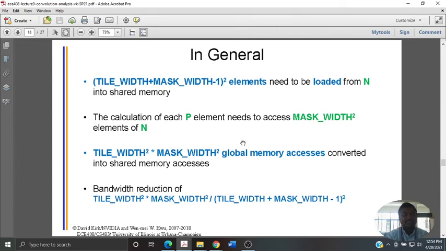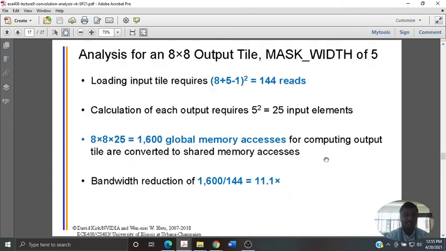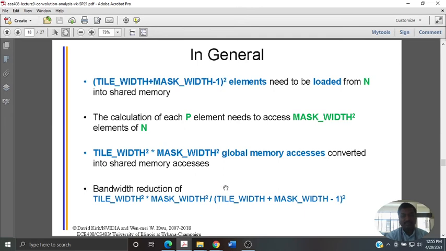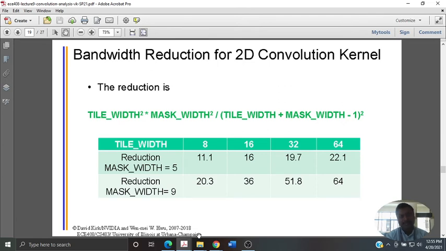In general, this is the generalization with respect to the two-dimensional matrix. Previously we had a convolution with only one dimension. Now we have tile plus mask width minus 1, the same concept, but now a square appears because of the square matrix we have considered, loaded from N into shared memory. Calculation of each P element needs to load mask width squared, 25, that is 5 squared, as it has come. So you just observe tile width squared times mask width squared global memory accesses, and how the 1600 has evolved, and this final computation 1600 divided by 144 has been showcased. Again the same stuff.